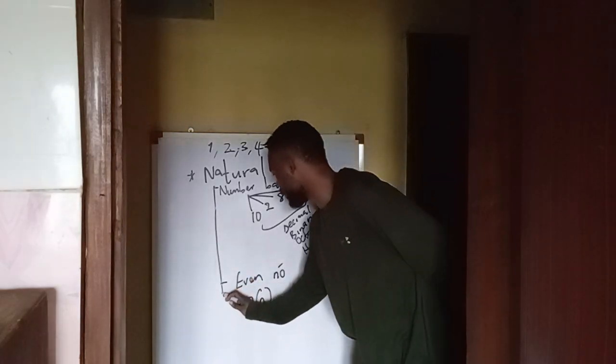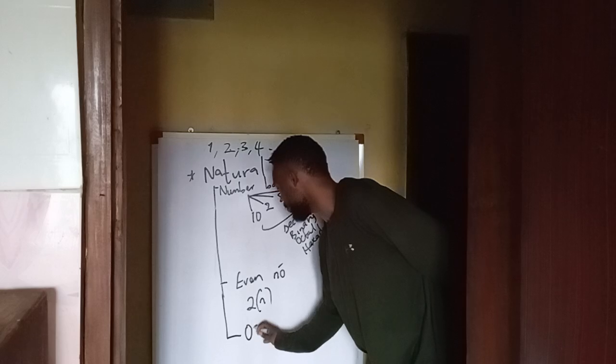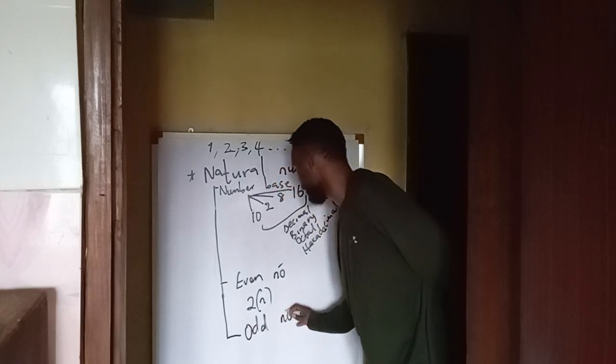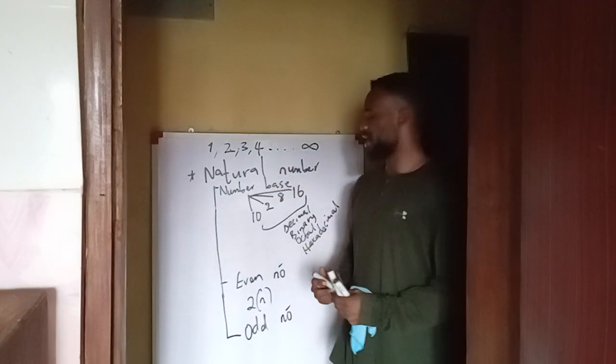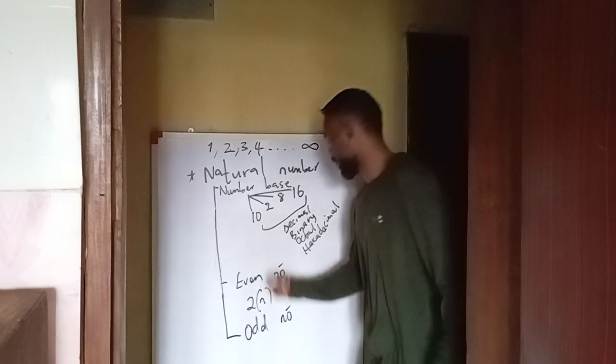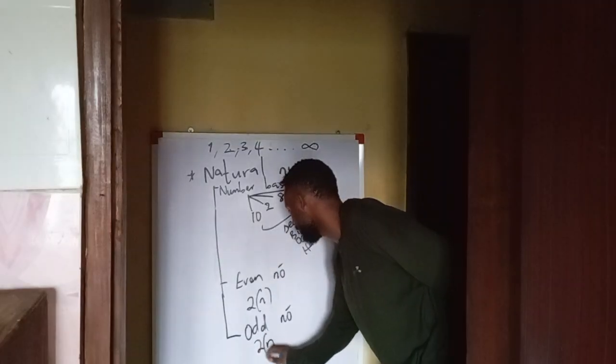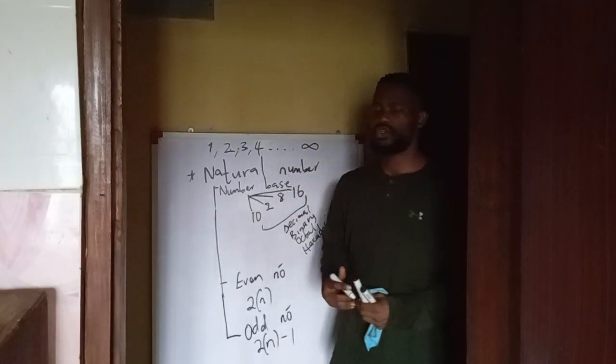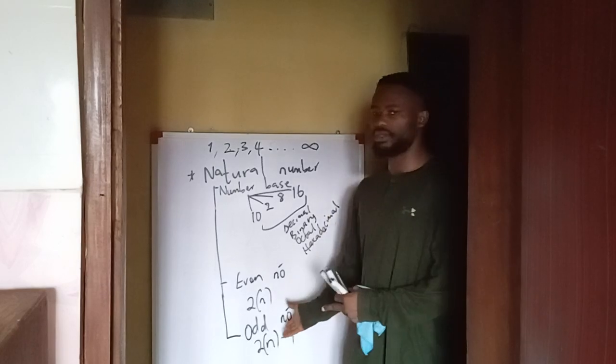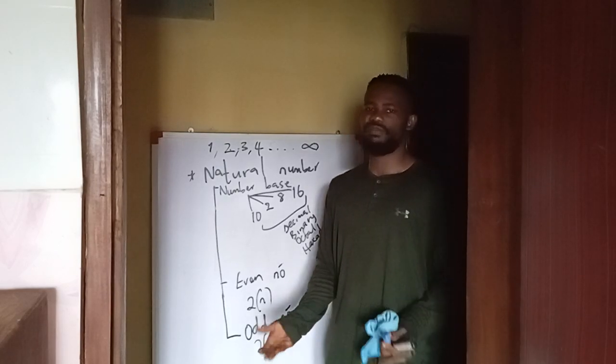Under these natural numbers, we have also what we call the odd numbers. These odd numbers are simply the set of numbers which are in the form 2n minus 1. For example, odd numbers are a set of numbers that cannot be divided by 2.